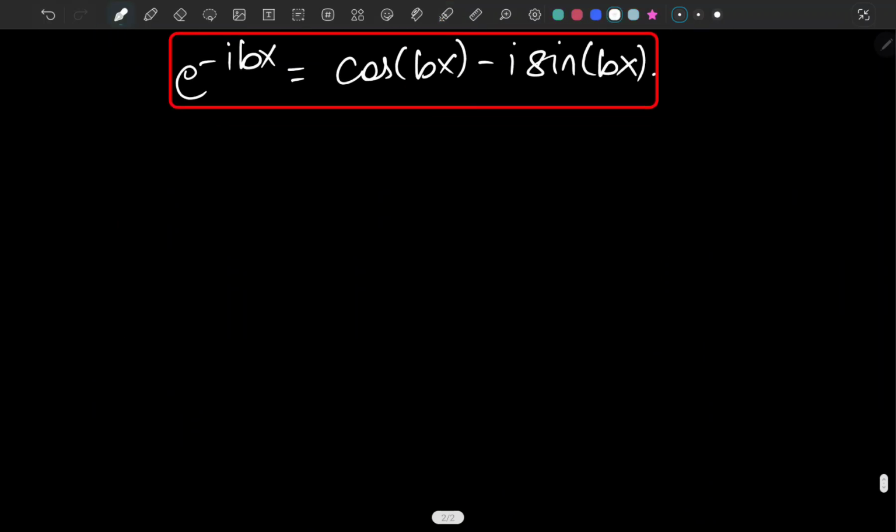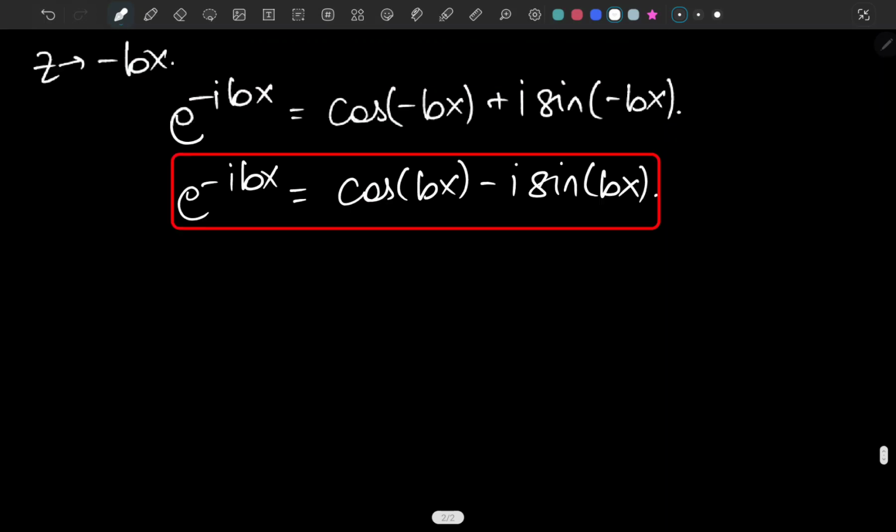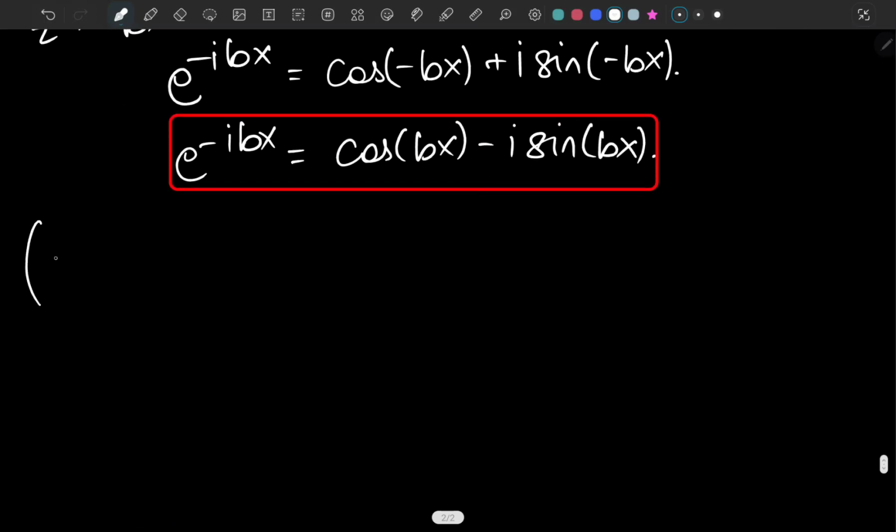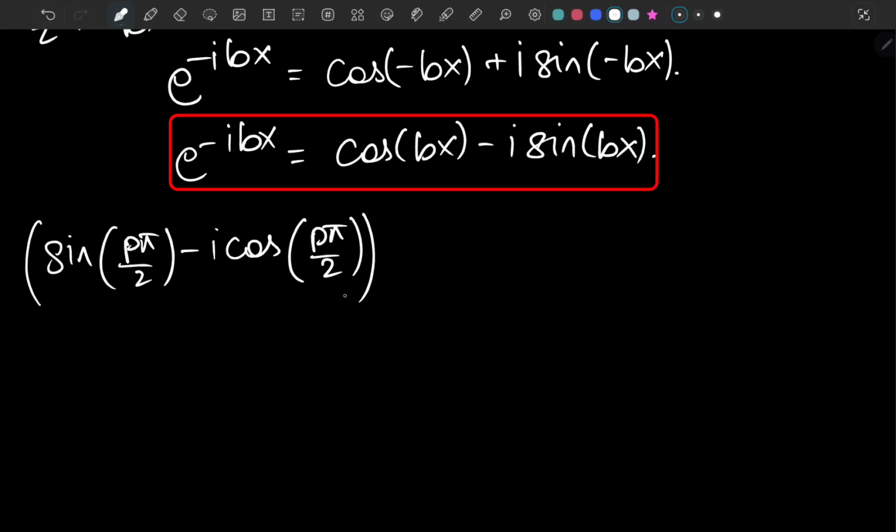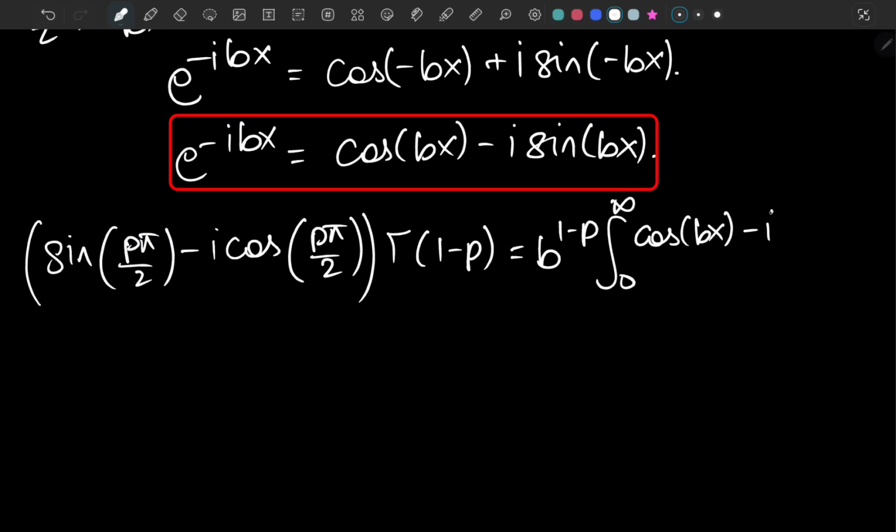Isn't that amazing? So basically on the left hand side we would have sine of p pi over 2 minus i cosine of p pi over 2, and the whole thing times gamma of 1 minus p, equals b to the 1 minus p times the integral from 0 to infinity of cosine of bx minus i sine of bx over x to the p dx.